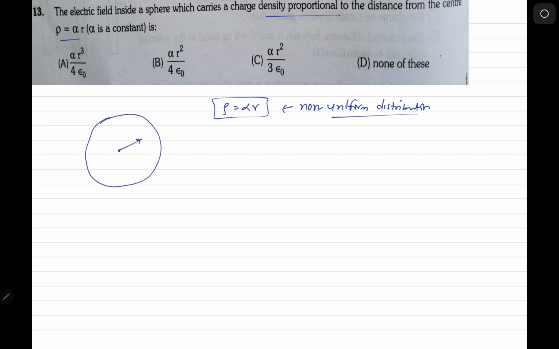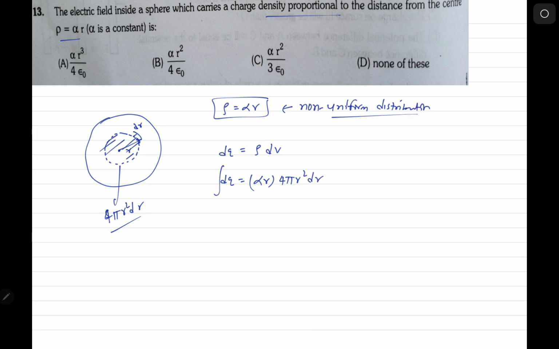As r is variable, we'll take a spherical element of radius r and thickness dr, and try to find the charge enclosed first. What is the charge present on this sphere? Then we'll calculate the electric field due to this sphere. The charge enclosed dq equals rho dV. That's the formula. This is the spherical element. What is the volume of the spherical element? 4 pi r square dr, which you can remember. dq is equal to rho, and what is rho? Alpha r, dV is 4 pi r square dr.